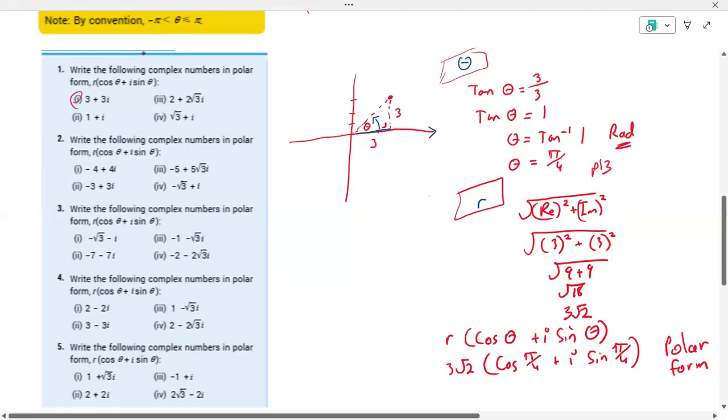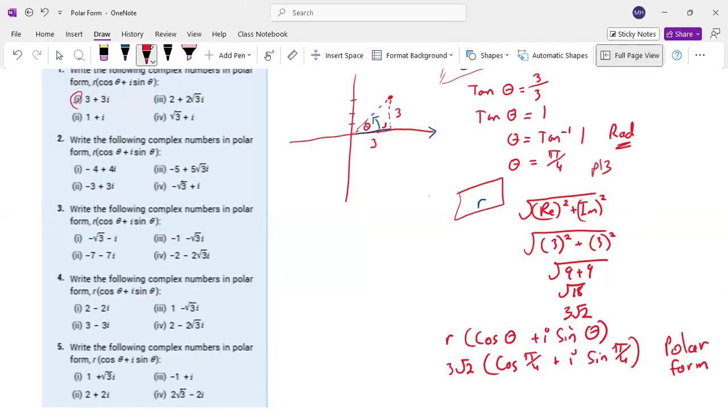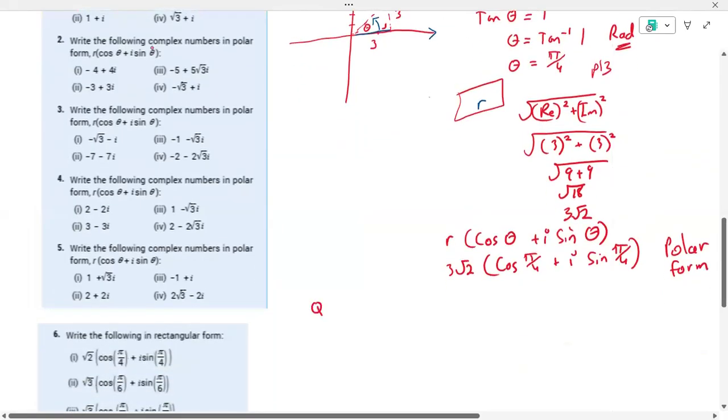So that's it. It's obviously a little bit harder when it's in different quadrants. So I'm just going to run through a few examples. This is all in your handout that I gave you yesterday. So let's pick one here as well that has a root in it. So let's do part 3. So again, quick sketch: -5, 5 root 3.